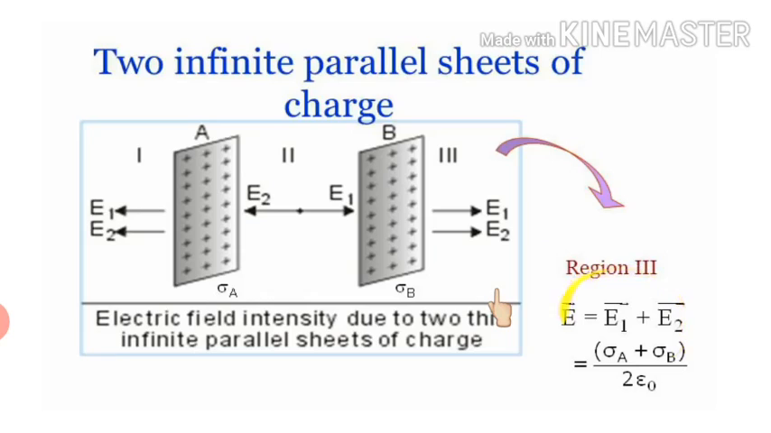Now in region 3, the directions of E1 and E2 will both be towards the right. So both will be positive. The net electric field will be E1 plus E2. Again, in place of E1 we have written sigma A upon 2 epsilon naught, and in place of E2 we have written sigma B upon 2 epsilon naught.